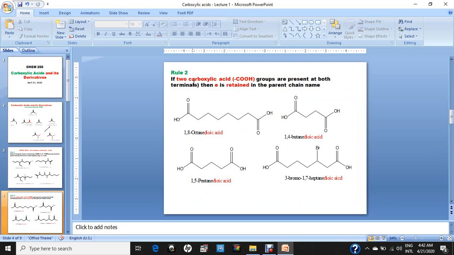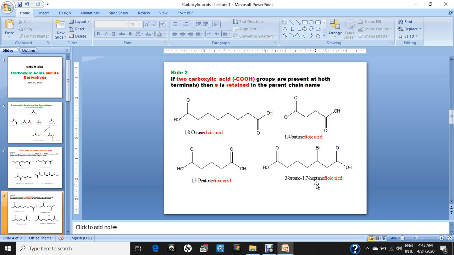Rule number 2: if two carboxylic acid groups are present, at both terminals, one terminal and the other terminal, then the E will be retained. You can start from either end. So 1,8-octanedioic acid. See, the E is retained there: dioic acid. Here 1, 2, 3, 4: 1,4-butanedioic acid. Di means two carboxylic acids are present. So here 1,5-pentanedioic acid.